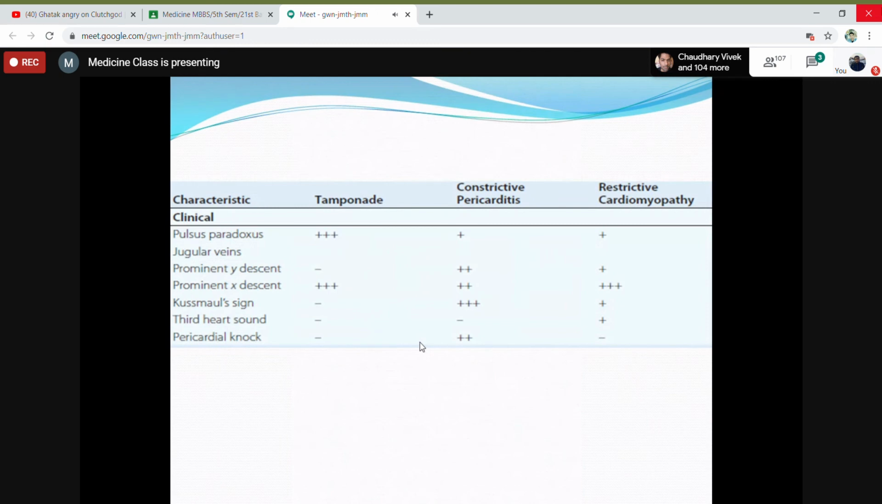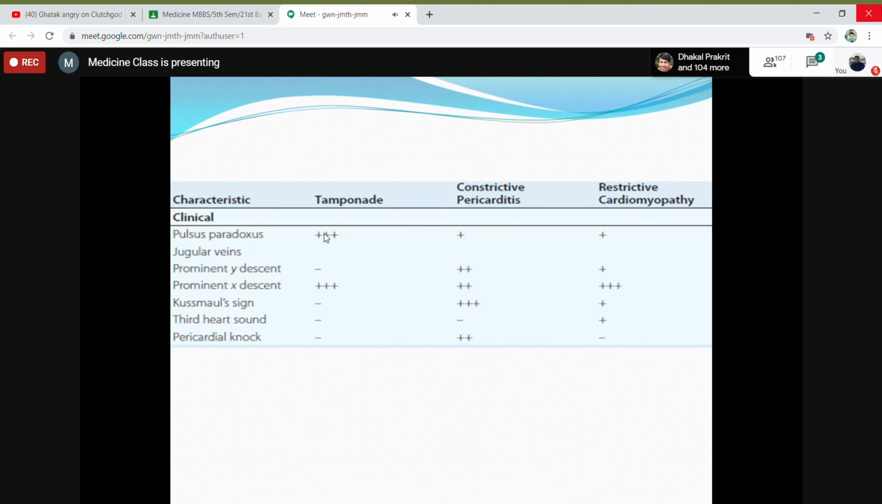Okay, so these are different clinical features in a patient who has cardiac tamponade, constrictive pericarditis, and restrictive cardiomyopathy. Since all the features are overlapping and sometimes very confusing, I thought this could be helpful for you. Pulsus paradoxus will be there in all three cases, but it is more prominent in cardiac tamponade.